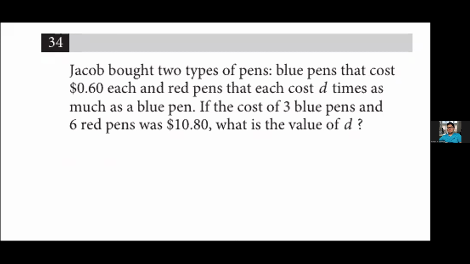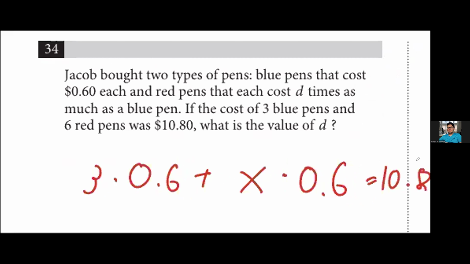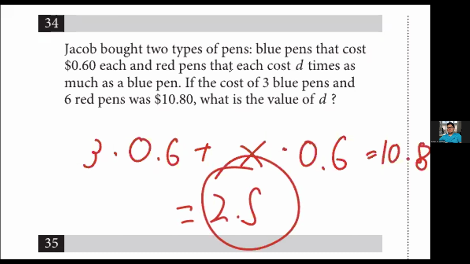Okay, so in this question, it would just be 3 times 0.6 plus, we're going to call the other value x, x times 0.6 equals 10.8. Using this, we can work backwards to find x and then take that value and divide by 6, which would get us 2.5. So the correct answer to this question is 2.5. I can explain this in more detail next class.